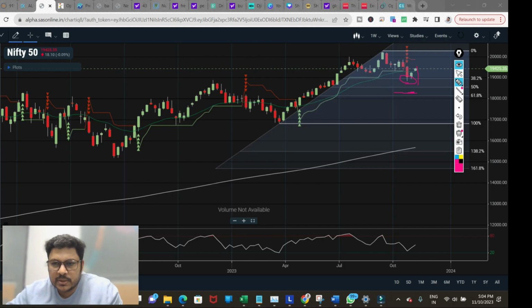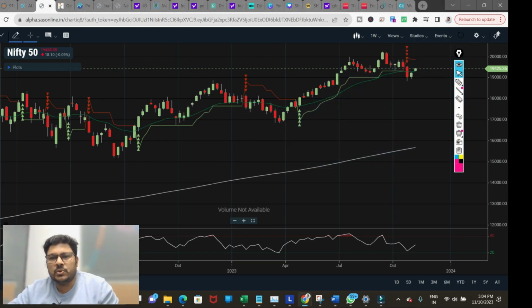And if it breaks from here, it can come straight into this zone. And this is a golden zone. And you need to wait for a candle which can exit from this zone. Then you can take an entry, and then it can start moving up. So the situation is not good, not bad, but yes, it is in a sideways zone. So we have to wait for some more time.